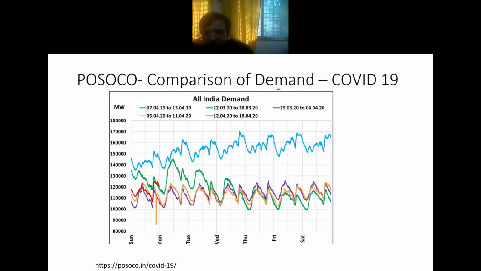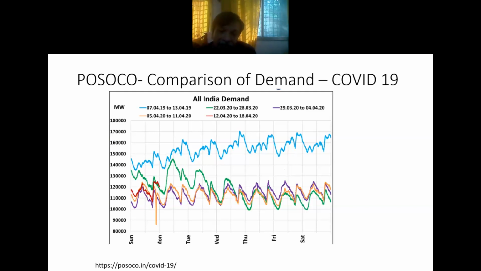The shape of the demand would have also changed. Most of the industries are shut down. But even after it improves, we will still have a residual effect. So one of the key things which is going to happen is that for the short term, for a couple of years, we may have surplus capacity in our electricity power system.